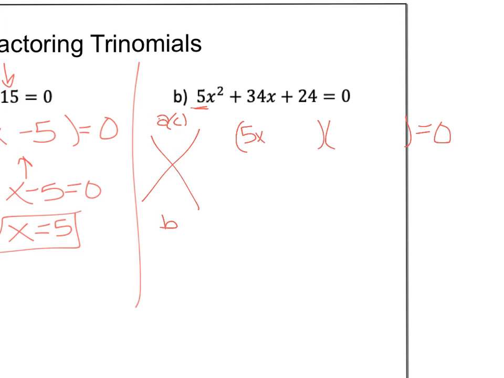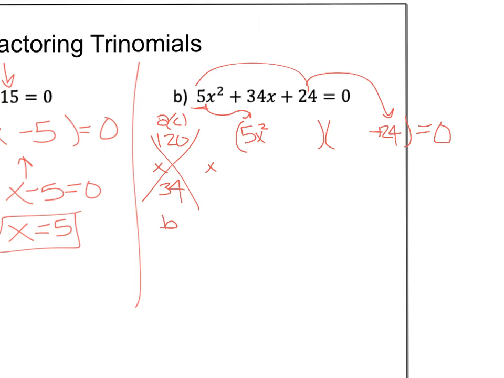So I'm going to start by filling in my parentheses here. All right, my a term goes here, my c term goes here, and the two factors that we end up getting will go here and here. All right, so a times c in this case is going to give us 120. So we're looking for two numbers that multiply to 120, so a times c, and they add up to our b term, which is 34.